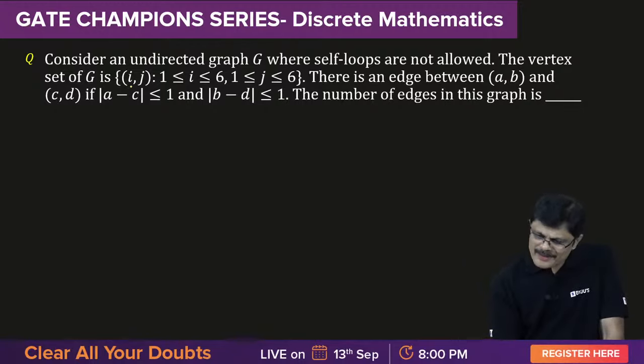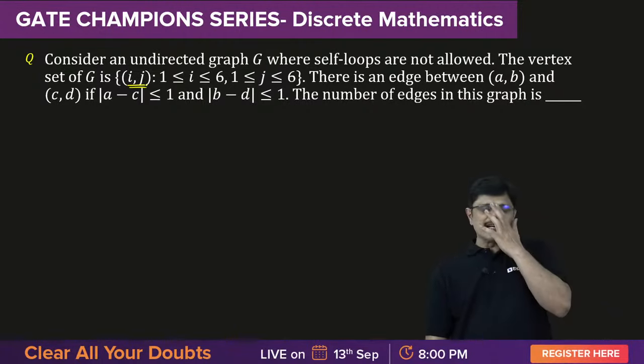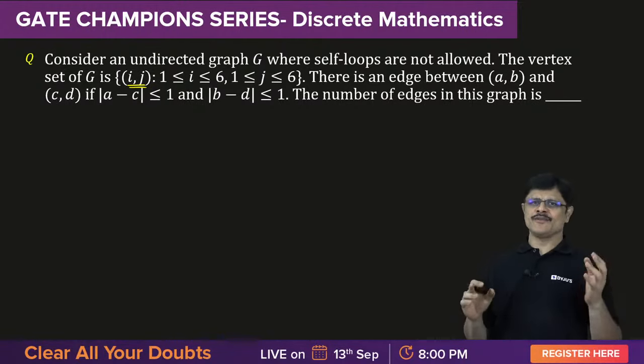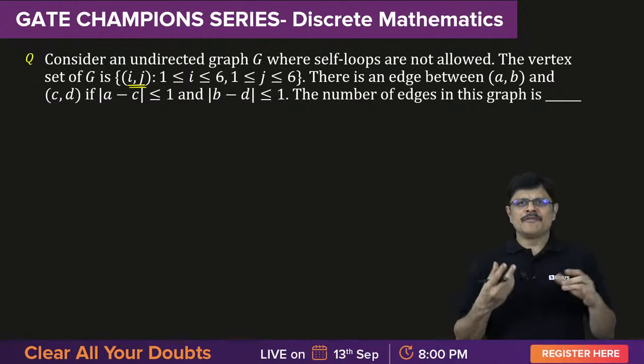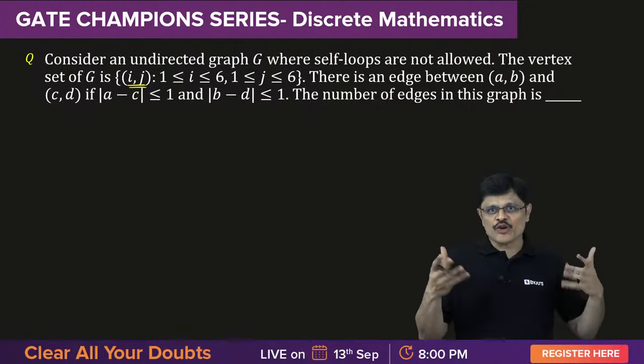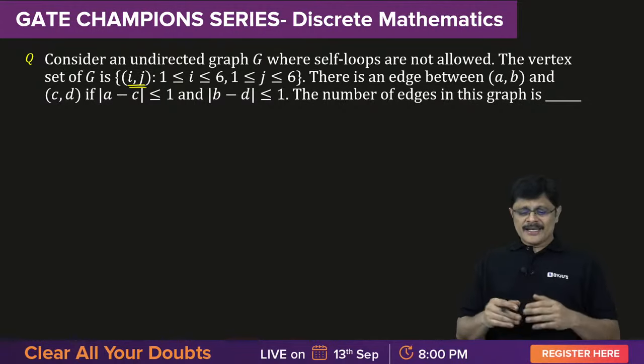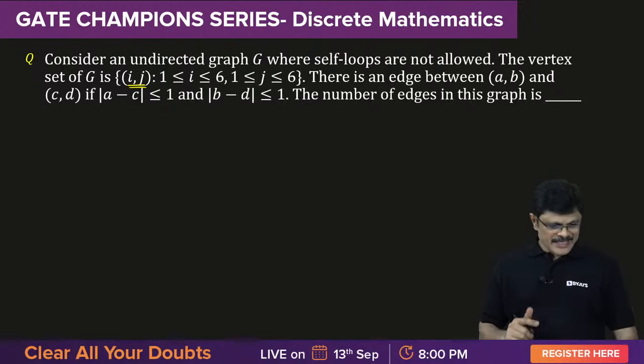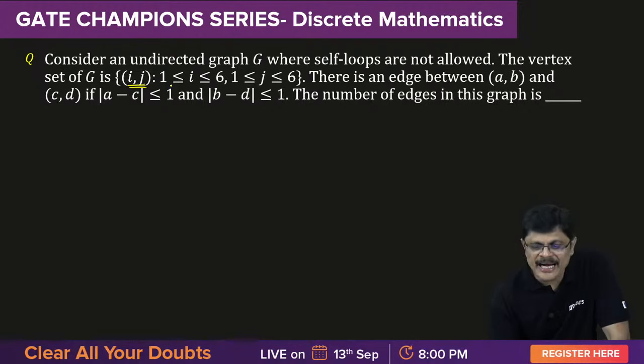See here, the vertices are labeled like this. Ij is the label of the vertex. Generally vertices are labeled with 1, 2, 3, 4 or A, B, C, D, or with names. You can name each vertex with some favorite names of your film stars or whatever superstars. Am I clear? But here he labeled the vertices with ordered pairs. Each label is an ordered pair, ij, where i varies from 1 to 6, j varies from 1 to 6. So it is actually 6 by 6. Total 36 vertices are there, and the vertices are the lattice points only.